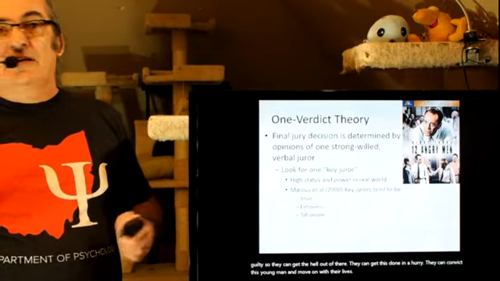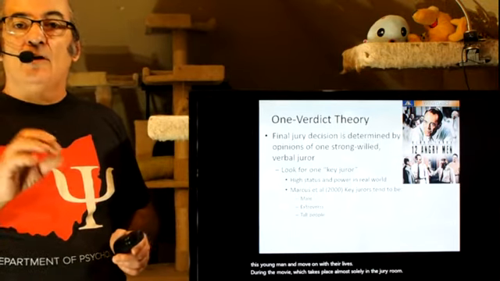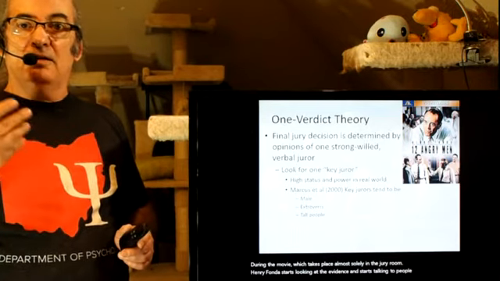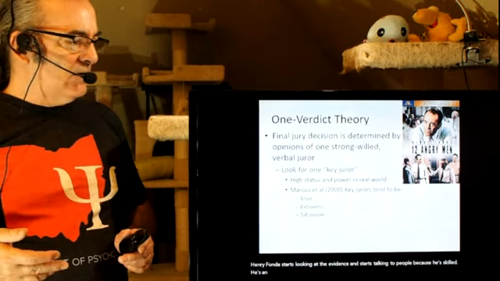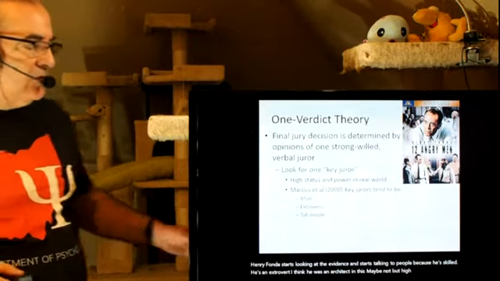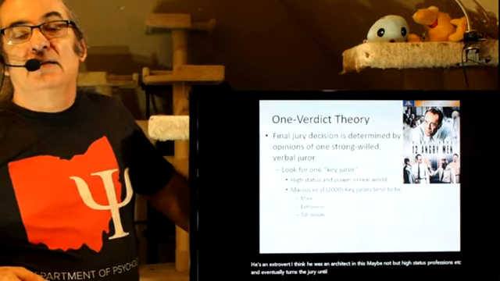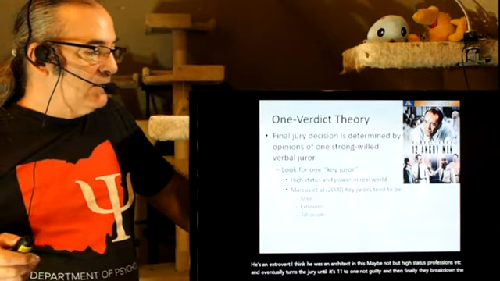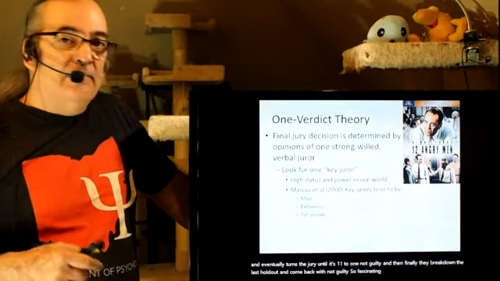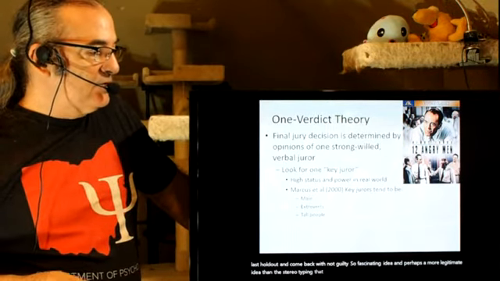Well, during the movie, which takes place almost solely in the jury room, Henry Fonda starts looking at the evidence and starts talking to people because he's skilled. He's an extrovert. I think he was an architect in this, maybe not, but a high status profession, etc. And eventually he turns the jury until it's 11-1, not guilty, and then finally they break down the last holdout and come back with not guilty. So, fascinating idea, and perhaps a more legitimate idea than the stereotyping that we've looked at previously.